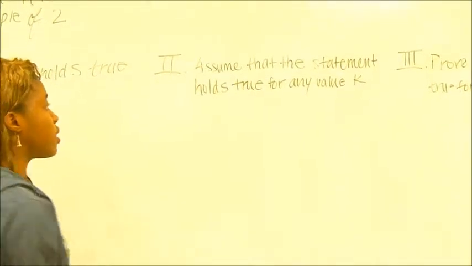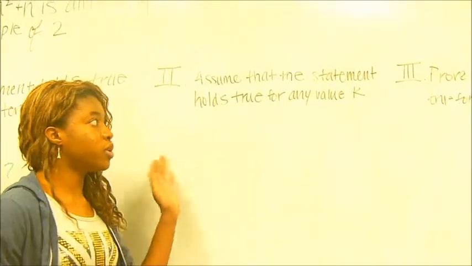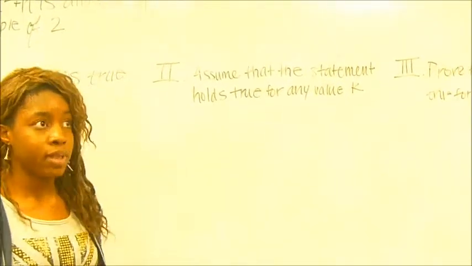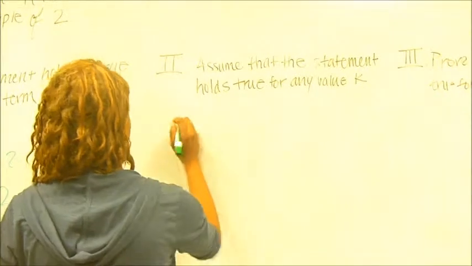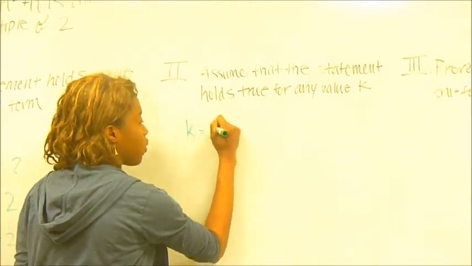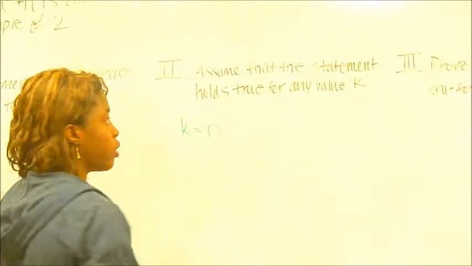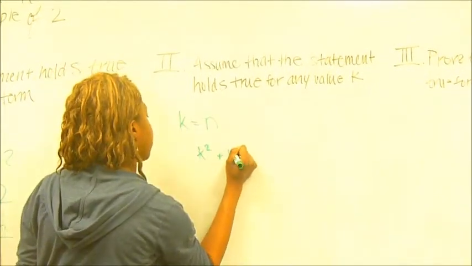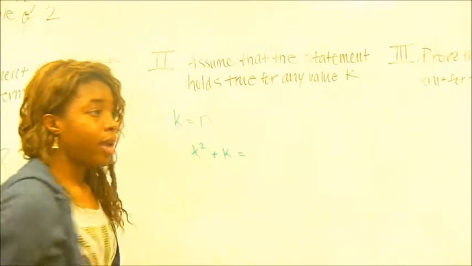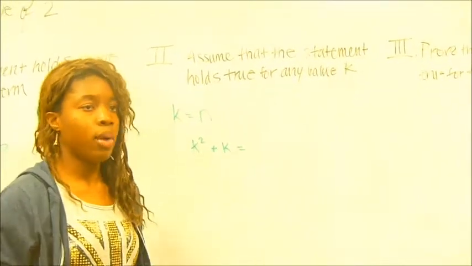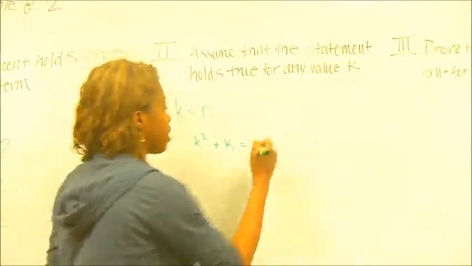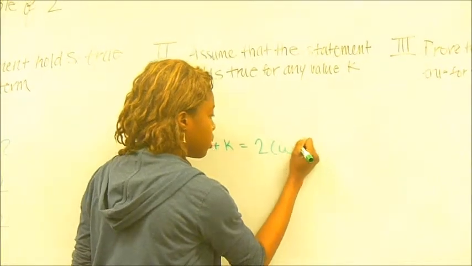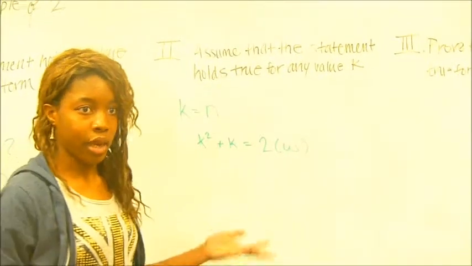Next step is to assume that the statement holds true for any value of k. This is very simple because we're just plugging in k for n in the equation. So we do k squared plus k is equal to any number that's divisible by, or a multiple of, 2. And we would write 2w, w meaning any whole number.